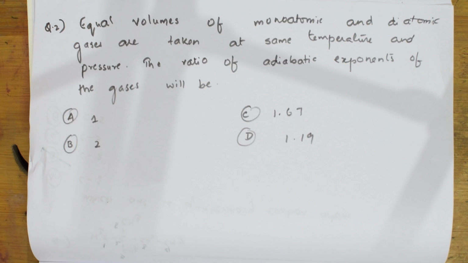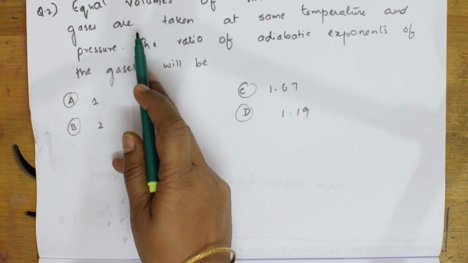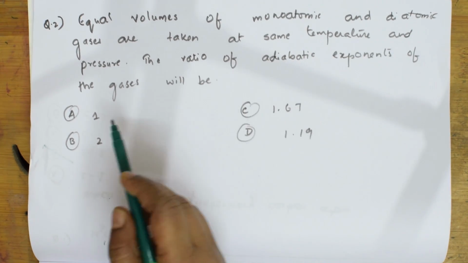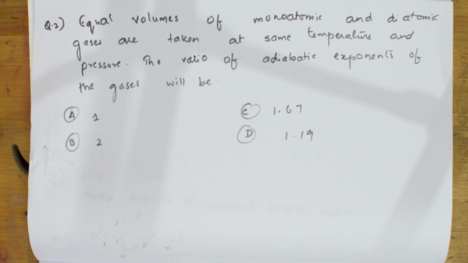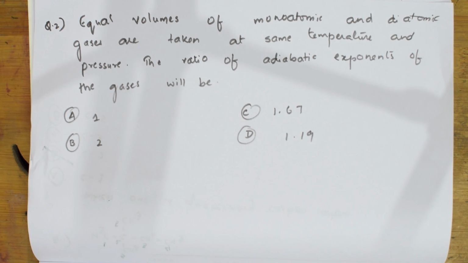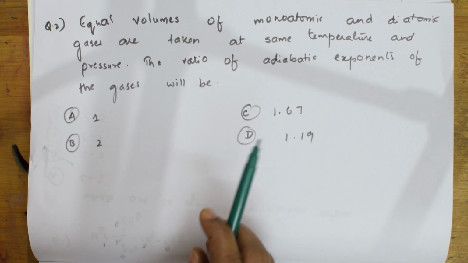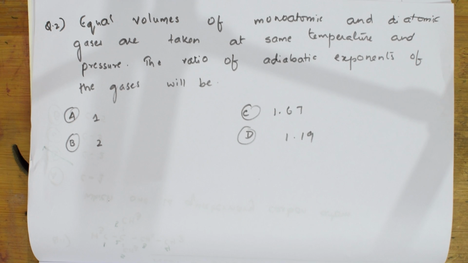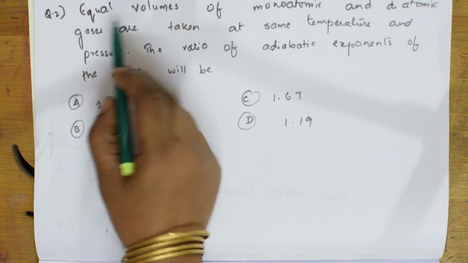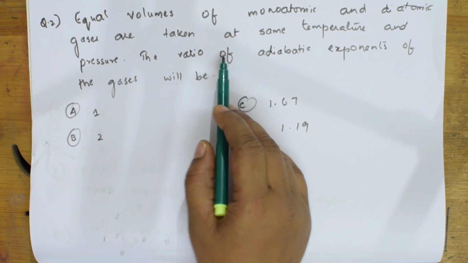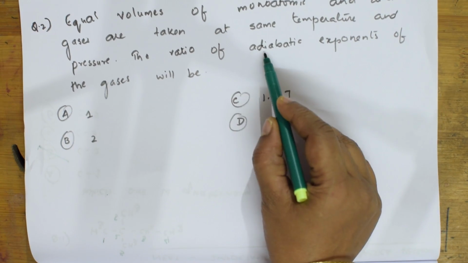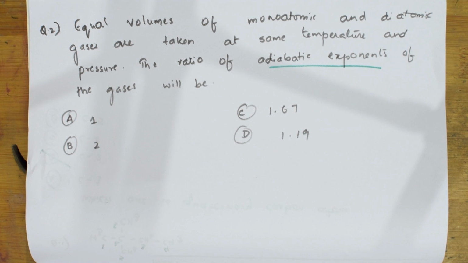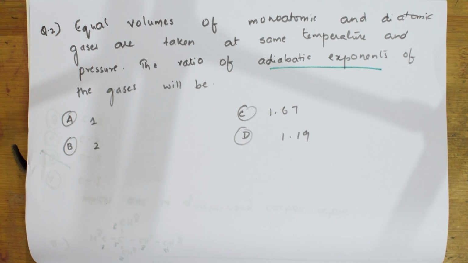Now let's read the next question, students. Equal volumes of monoatomic and diatomic gases are taken at the same temperature and pressure. The ratio of adiabatic exponents of the gases will be. So once again, let's read. Equal volumes of monoatomic and diatomic gases are taken at the same temperature and pressure. Okay, the ratio of adiabatic exponents. So this is the clue which they've given.